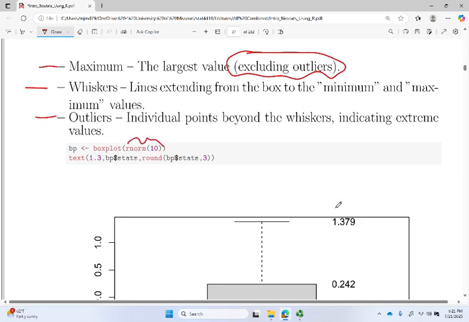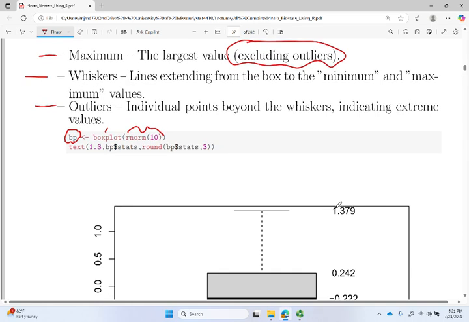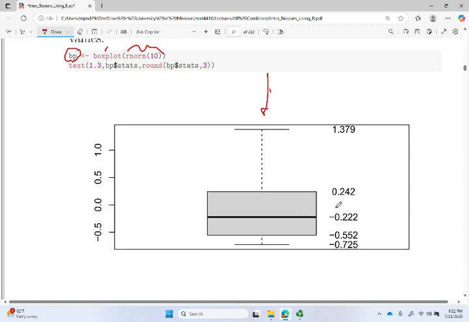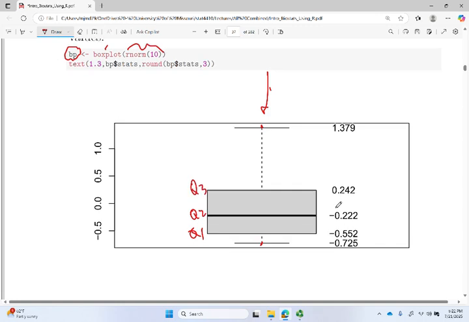So we take a random sample of size 10 from a standard normal, we box plot it, and then we store all the calculated values in this variable BP, which stands for box plot. And we get this plot here, not the numbers just yet. But notice that this is the maximum value, this is the minimum, this is Q1, this is Q2, this is Q3, and to put these numbers beside it, we use the text function, which adds text to a plot.